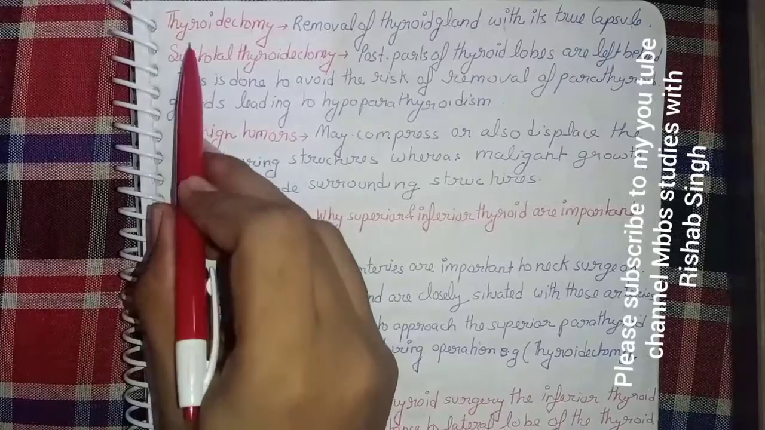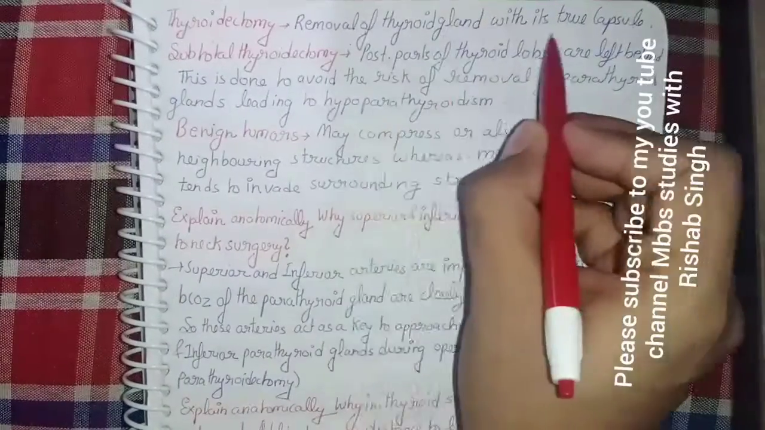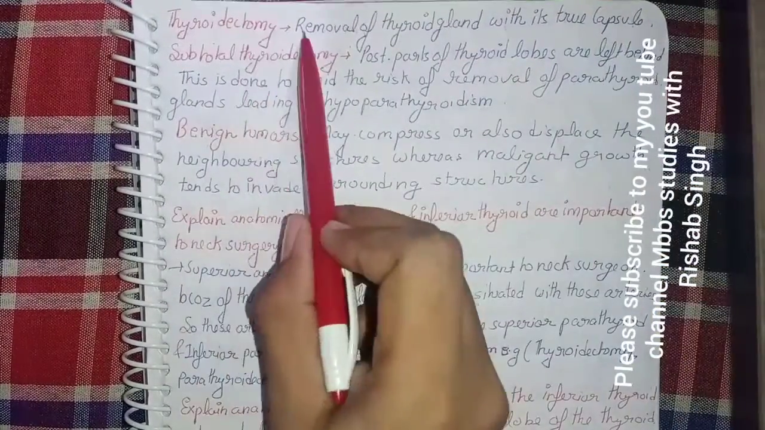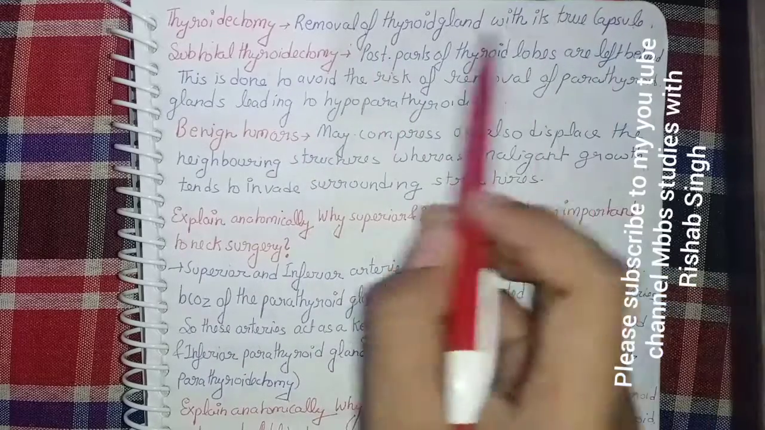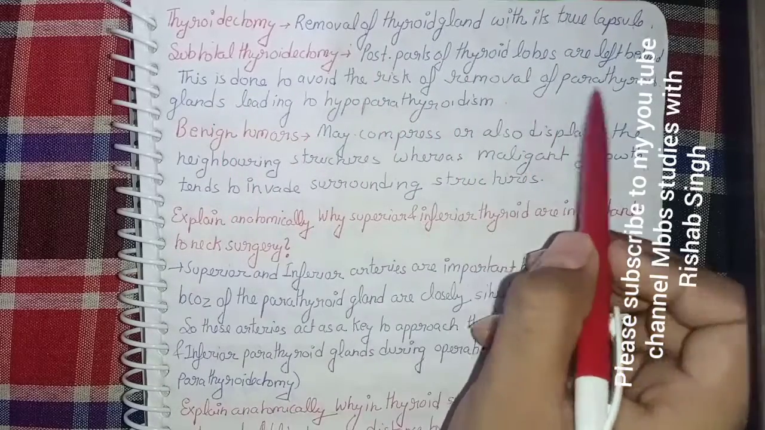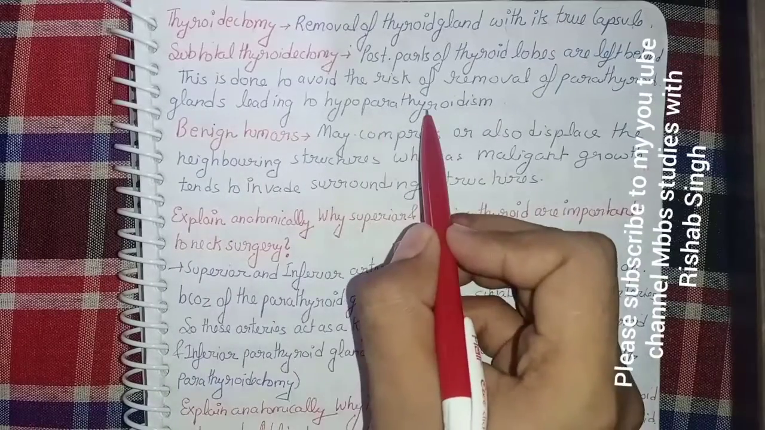Now what is thyroidectomy? It is the surgical removal of the thyroid gland with its true capsule. What is subtotal thyroidectomy? The posterior parts of the thyroid lobes are left behind. This is done to avoid the risk of removal of the parathyroid gland, leading to hypoparathyroidism.